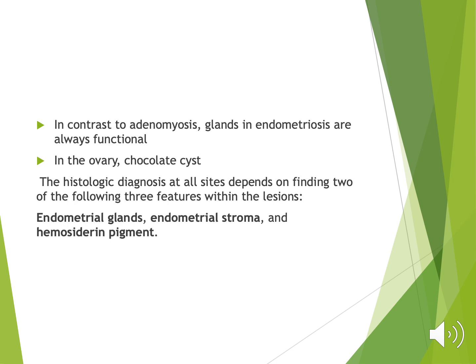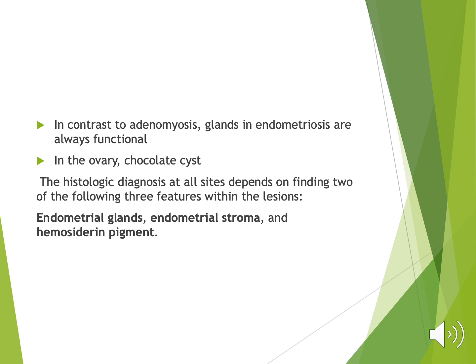Unlike adenomyosis, glands in endometriosis are always functional, meaning they respond to the hormonal changes seen in the menstrual cycle. A curious morphologic change seen in the ovary affected by endometriosis is called the chocolate cyst. This happens because when the ovary is affected by endometriosis, and since this is a functional endometrium, it can bleed into a cyst. The blood will transform from red color to brown color, hence the name chocolate cyst.